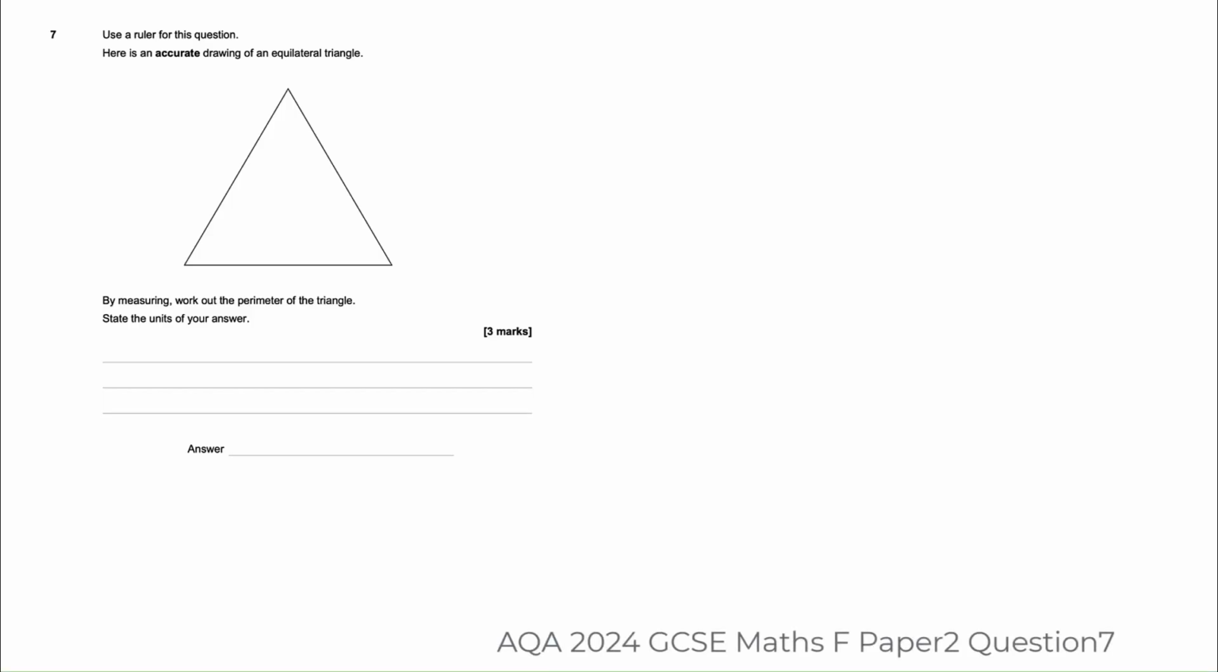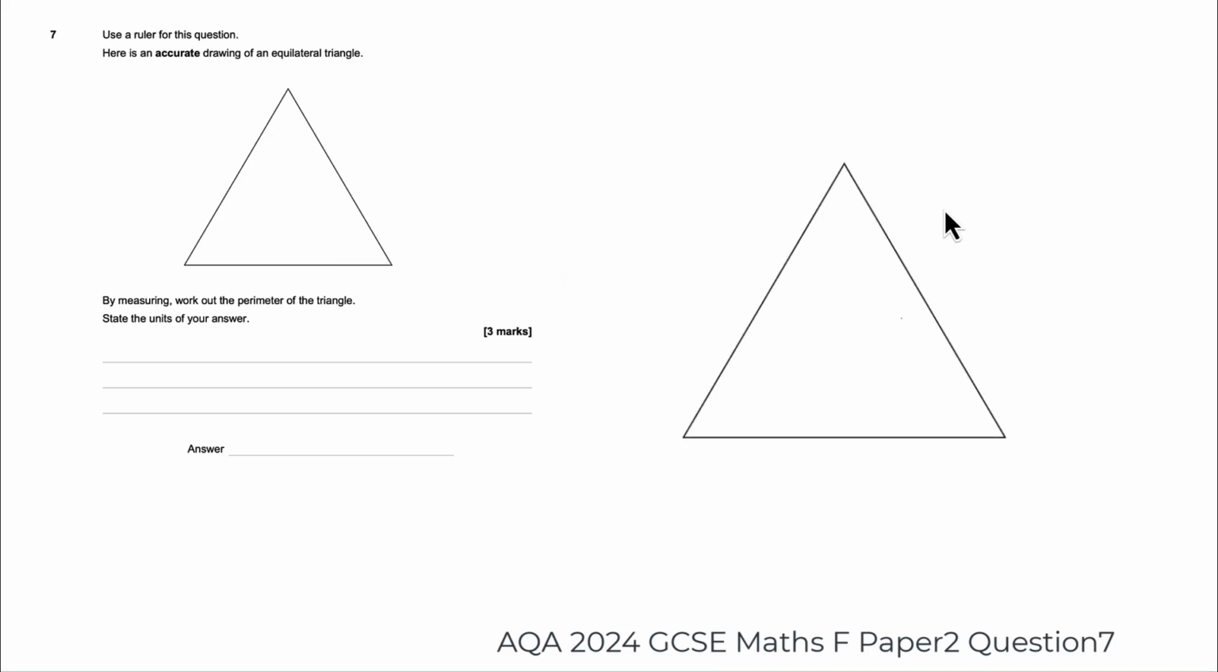So here's question 7. And we're told that we have to use a ruler. This is an accurate drawing of an equilateral triangle. Now remember, equilateral means all sides are the same length. By measuring, we have to work out the perimeter of the triangle. That's the total length all the way around the triangle. That's 3 equal sides we'd have to add together. And we have to state the units of our answer.